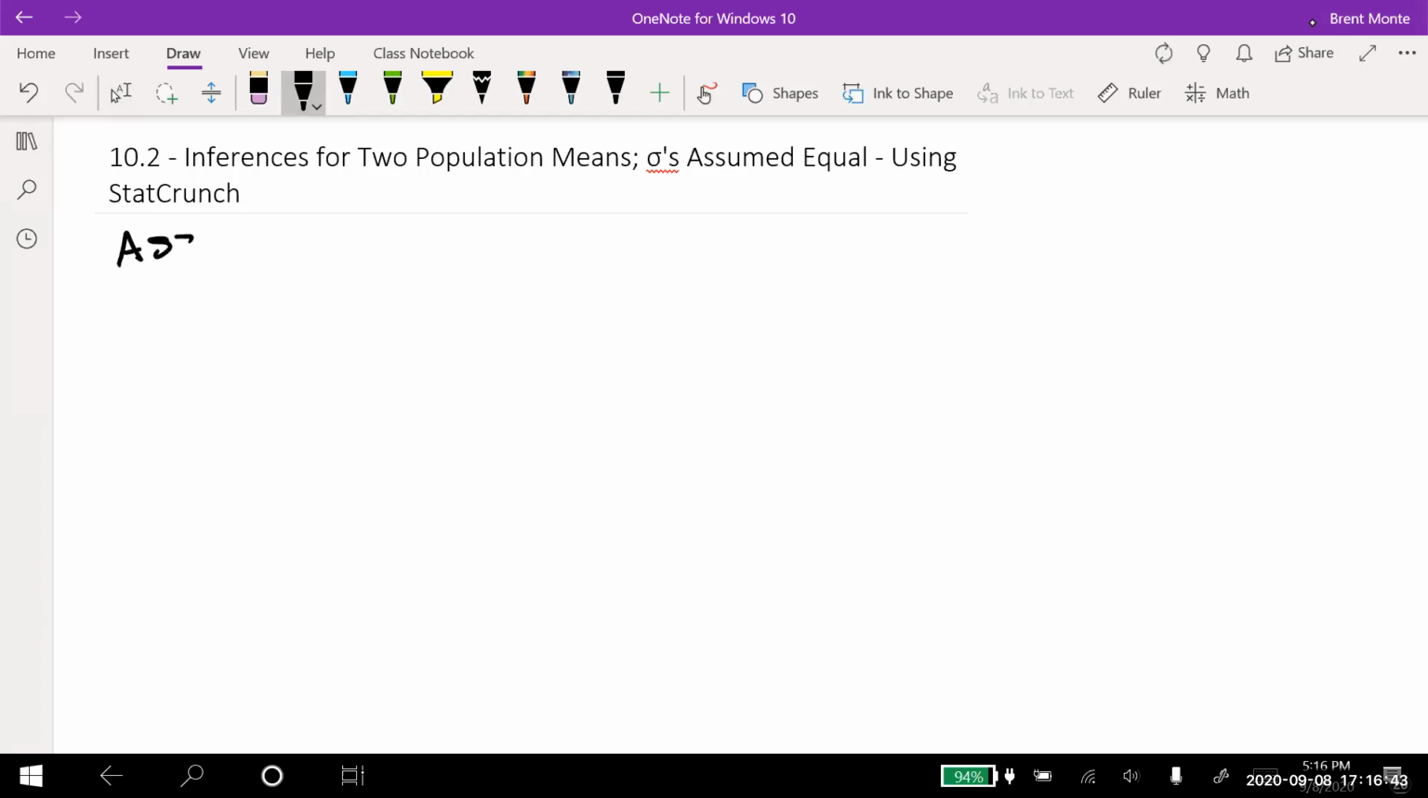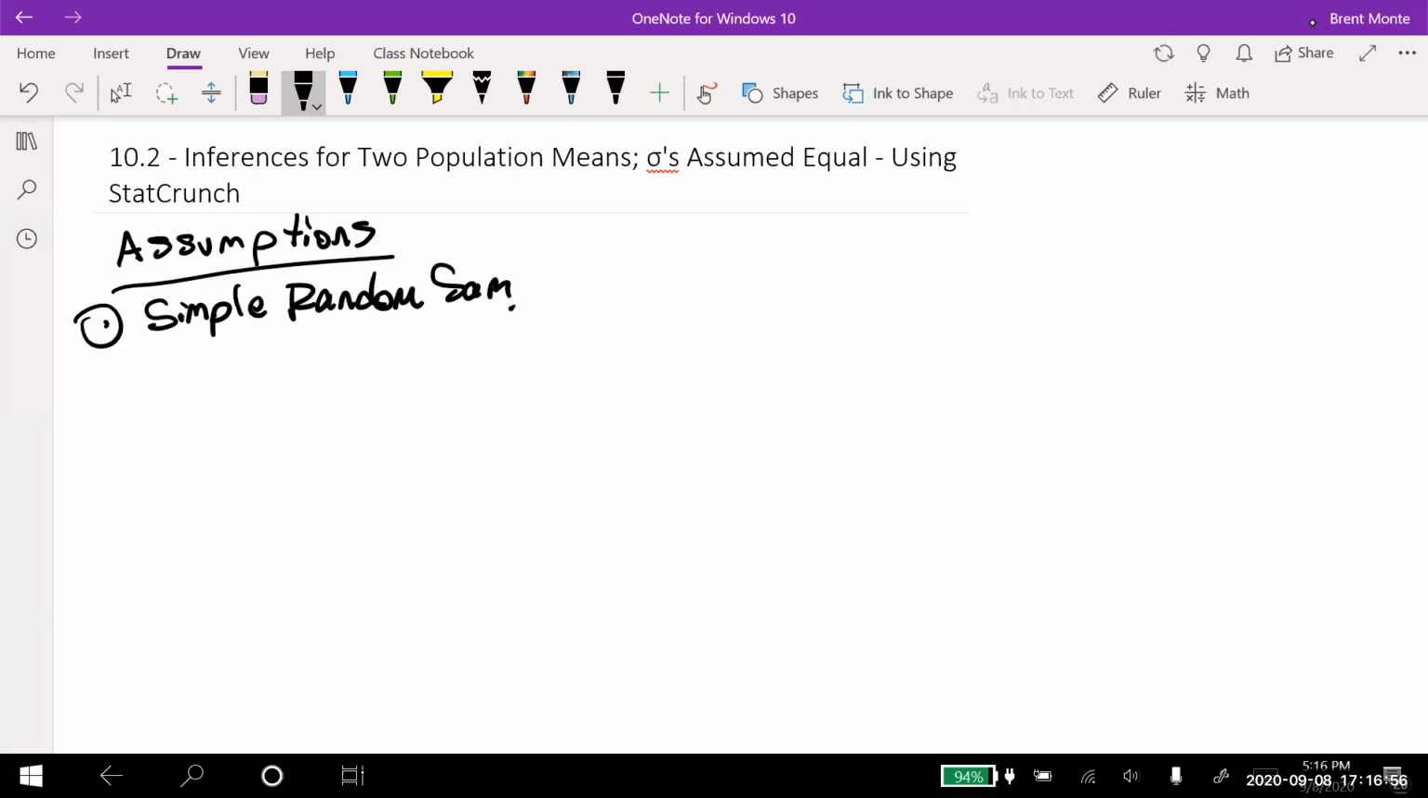So the assumptions are very similar to what we've seen before. First of all, it has to be a simple random sample. Second of all, since we're talking about two different populations, one of the things we have to make sure of is that we have independent samples. And remember what that means is the selection of one of the samples cannot be influenced by the selection of the other sample.